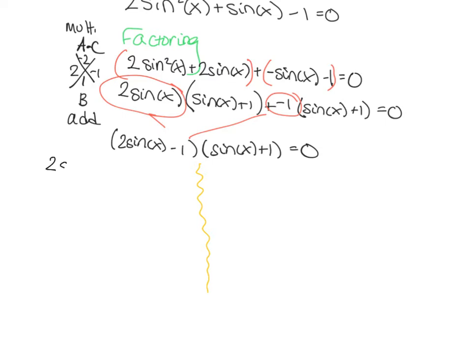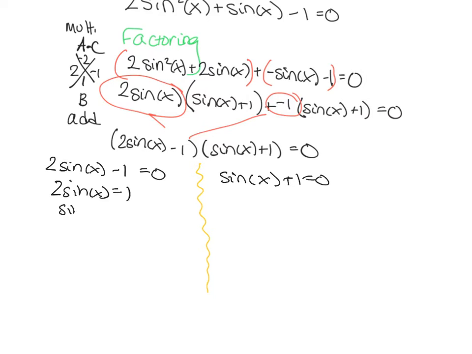So it's going to be 2 sine of x minus 1 is equal to 0, as well as sine of x plus 1 is equal to 0. So I'm just going to go through, solve these. Let's see, on my left side, I'm going to add 1 to both sides. Divide both sides by 2.